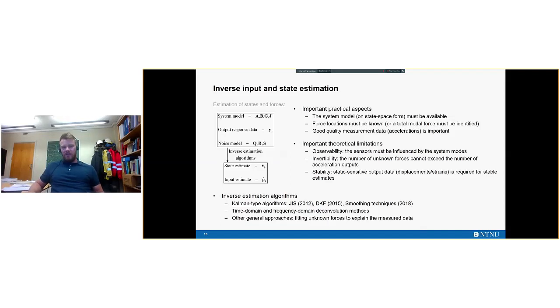And lastly, we have a stability criterion, and this states that we always need some displacement data or strain data in order to have stable estimates. This is due to the fact that accelerations cannot detect a constant force or a force that is very low frequency. So we need preferably displacement or strain data to have a stable estimation process.